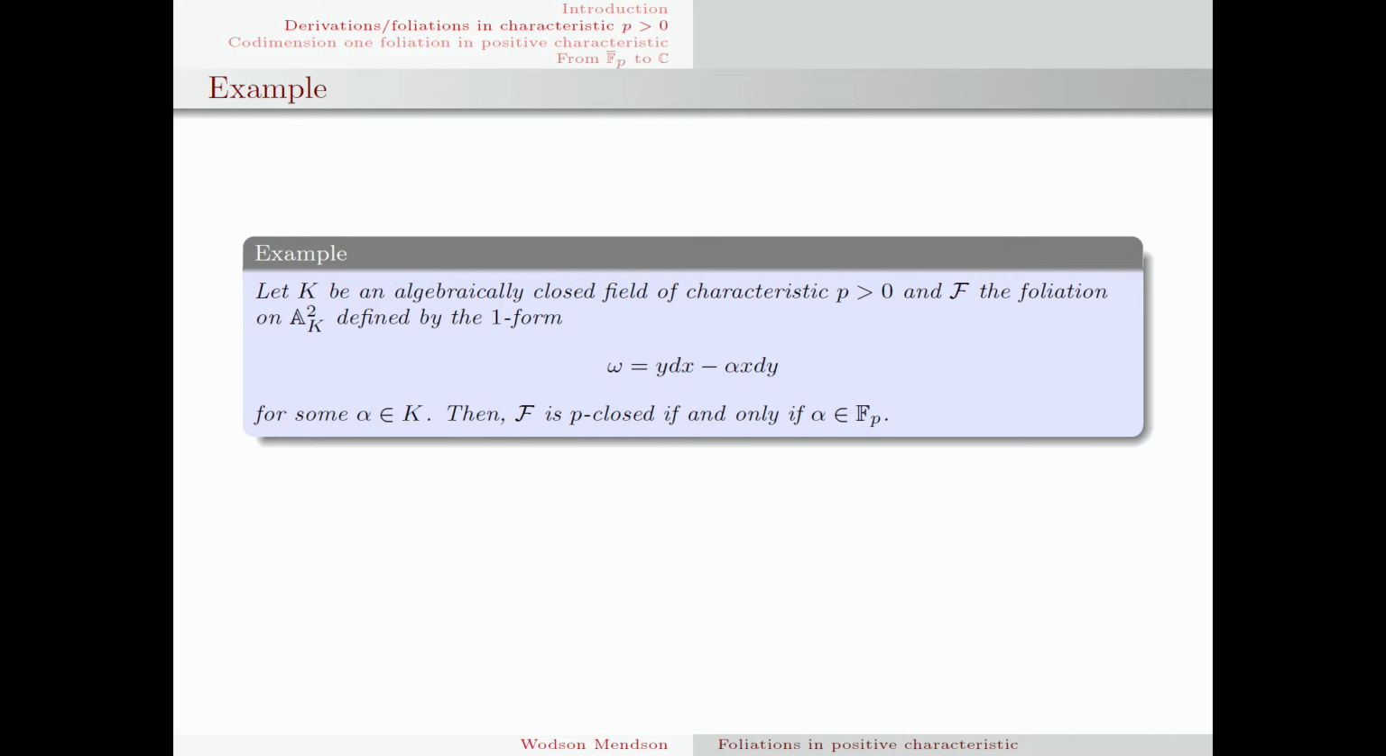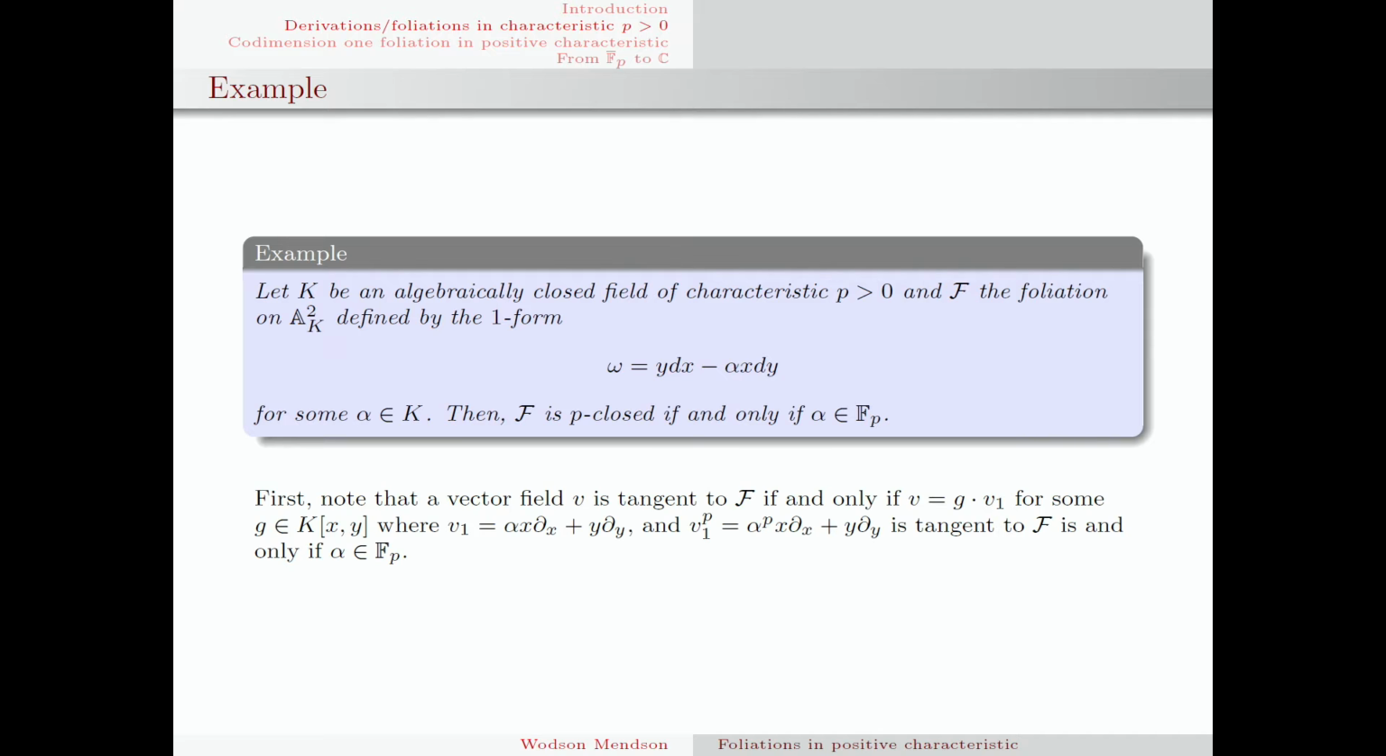Here's the simplest example. We take the foliation defined by this one-form in A2, and you can check that F is P-closed if and only if this constant here is an element of the field Fp. Here's the proof. It's not hard to see. You just compose this vector field p times, and we check that this vector field is tangent to the foliation if and only if this constant is an element of the field.